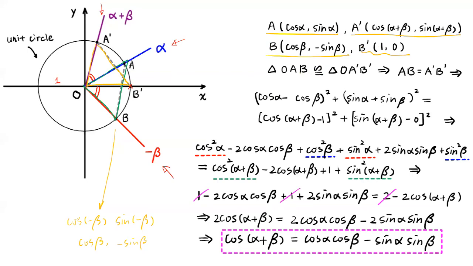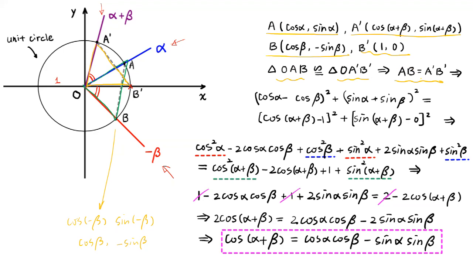And then we know that because OA prime equals OA, and the angle A prime O B prime equals AOB, and also OB prime equals OB, right? So we know that the triangle OAB is congruent to triangle OA prime B prime, right? So if these two triangles are congruent, we have the length of AB equals the length of A prime B prime, right?